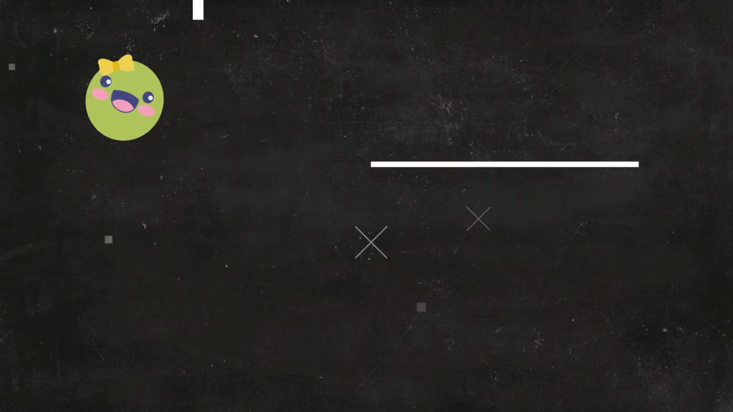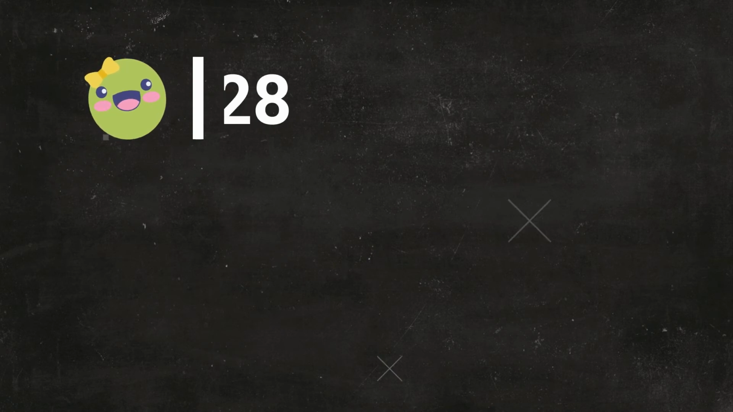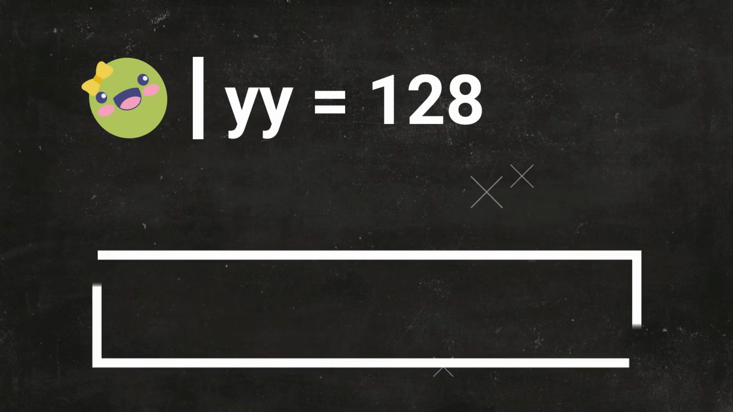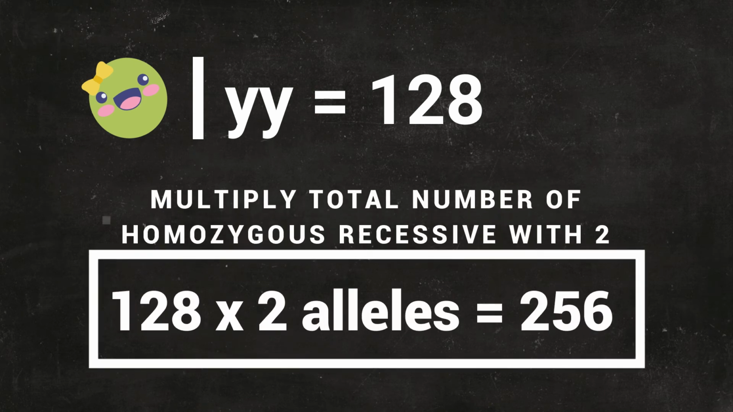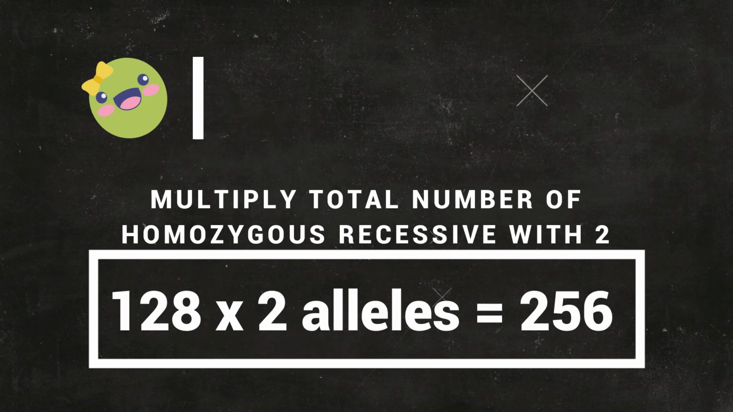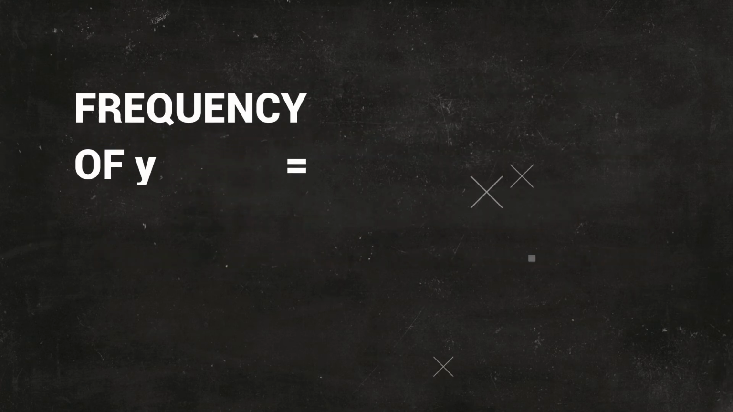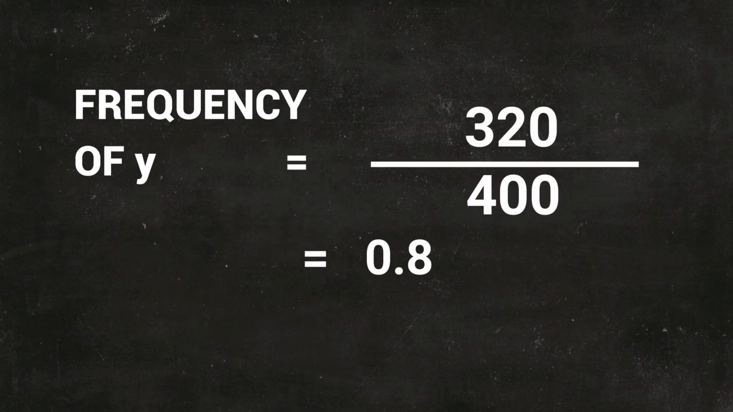Let's calculate the frequency of the recessive allele. Take the total number of pea plants with green seed color and multiply it by 2, which is 128 times 2, and you will get 256. Remember that you have another 64 recessive alleles from the heterozygous pea plants. So you have to add 256 to 64, which equals 320. Then divide 320 by 400 and you will get the allele frequency of small y, which is 0.8.